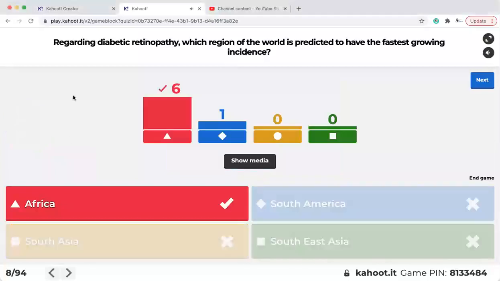Okay, so when all of you answer, the counter will finish. Most of you got it right. This is a repeated question from the advanced 115 regarding diabetic retinopathy. Which region of the world is predicted to have the fastest growing incidence? Africa has been shown to have the fastest increase in the prevalence of diabetic retinopathy.